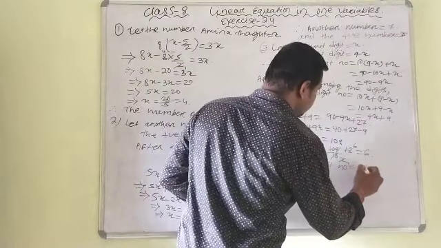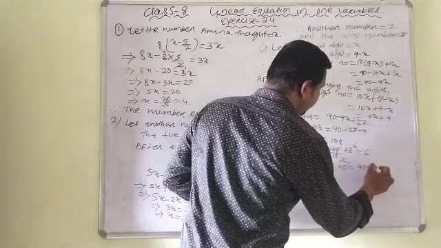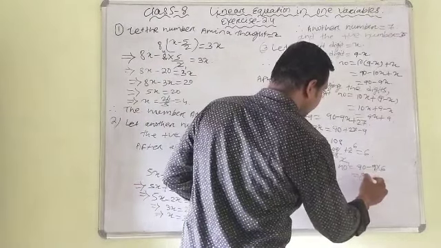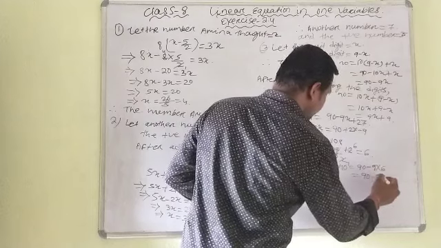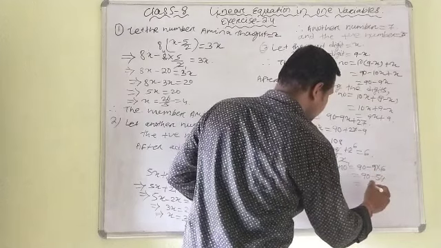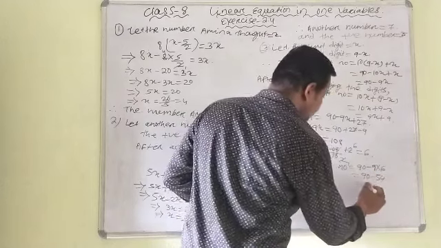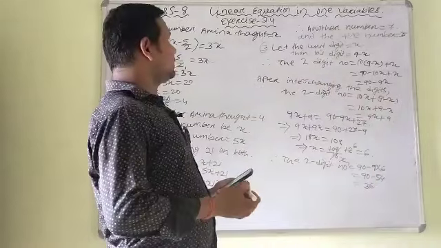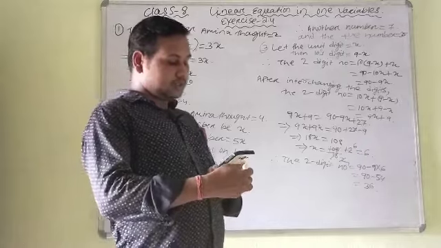90 minus 9x, that is 9 into 6. 90 minus 54, that is 36. So this is the answer of question number 3.